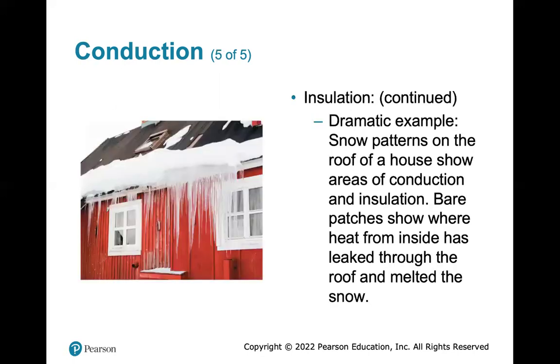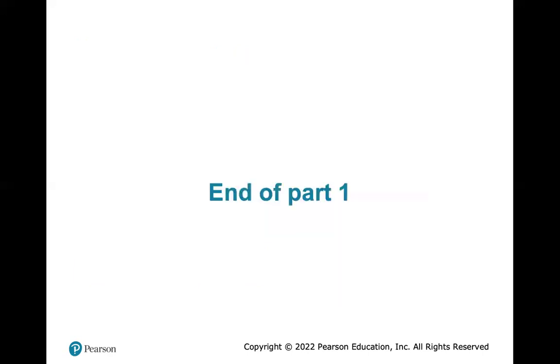Okay, a dramatic example is the snow patterns on the roof of a house, which show areas of conduction and insulation. Bare patches show where heat from the inside has leaked through the roof and melted the snow. So you can see here on the roof that it's leaking warm air. Okay, and that's the end of the conduction section. The next section will be convection.